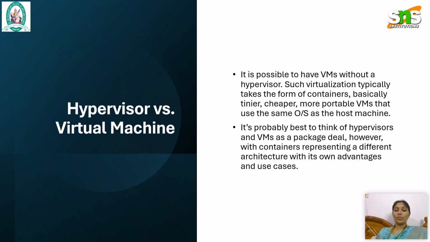Next is the difference between a hypervisor and a virtual machine. It is possible to have virtualization without a hypervisor, such as containers, which are basically tinier, cheaper, and more portable than VMs and use the same operating system as the host machine. It is probably best to think of hypervisors and containers as a package deal, however, with containers representing a different architecture with its own advantages and use cases.